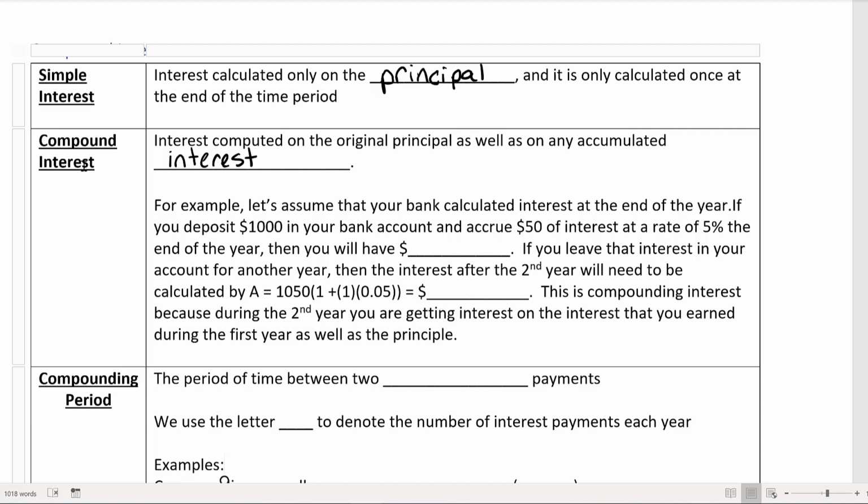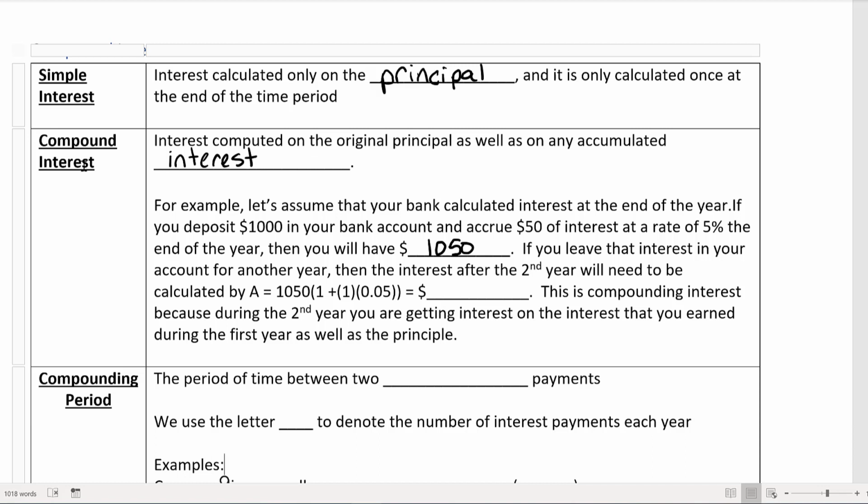For example, let's assume that your bank calculated interest at the end of the year. If you deposited $1,000 in your bank account and accrue $50 of interest at the rate of 5% at the end of the year, then at the end of the year, you're going to have $1,050 in your account. Now, let's leave that interest in your account for another year.